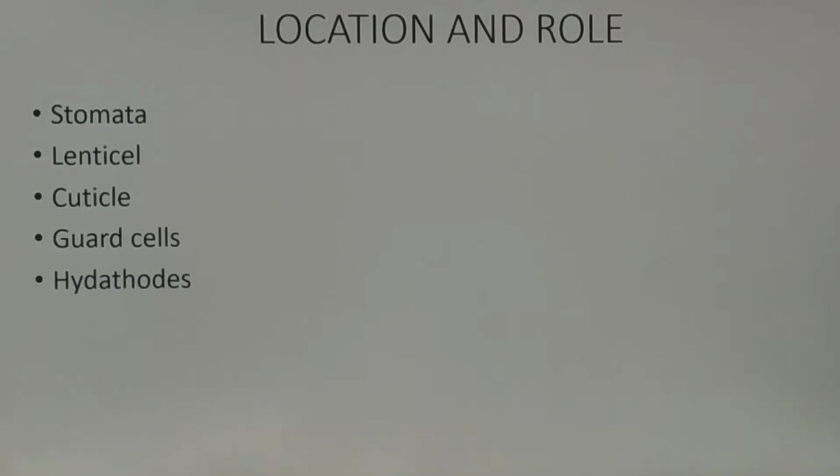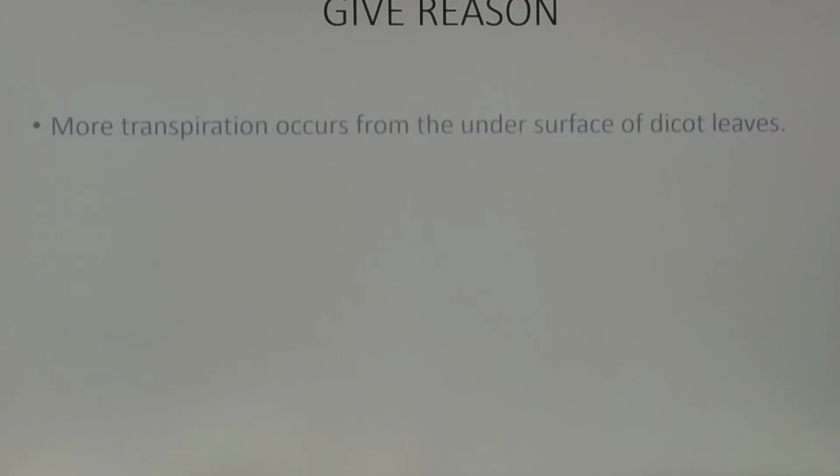Hydathodes are special pores or openings at the vein endings, pore-bearing structures which are present on the margins of leaves. They are called hydathodes, and their function is to help in guttation. So these are some of the terms that can be asked for location and role from this chapter. Now coming to certain give reasons.